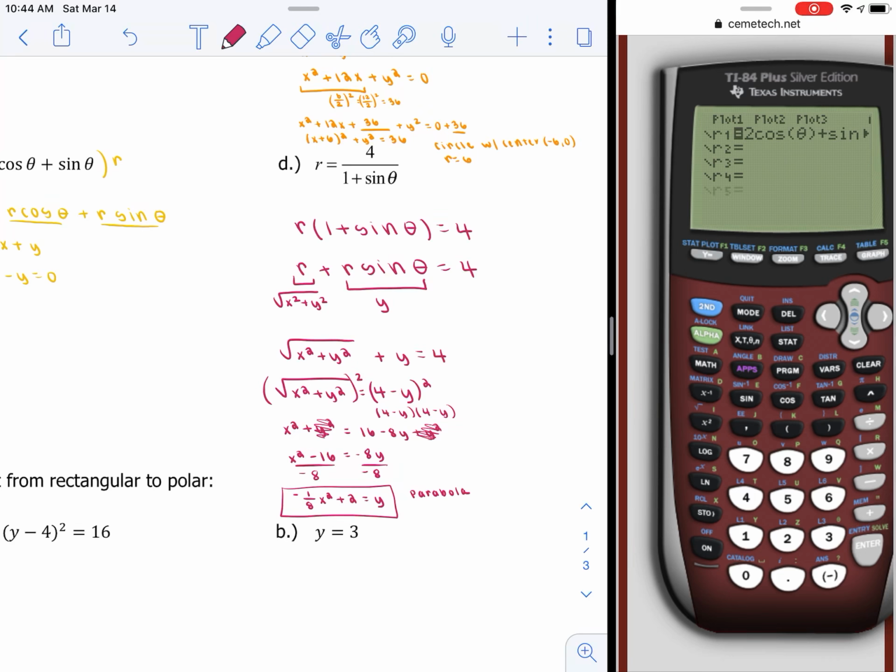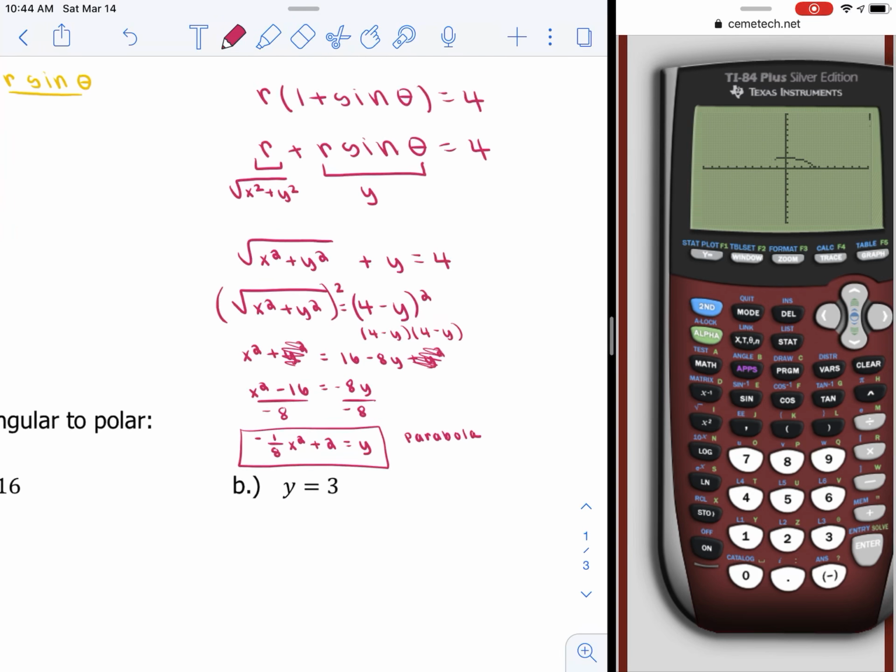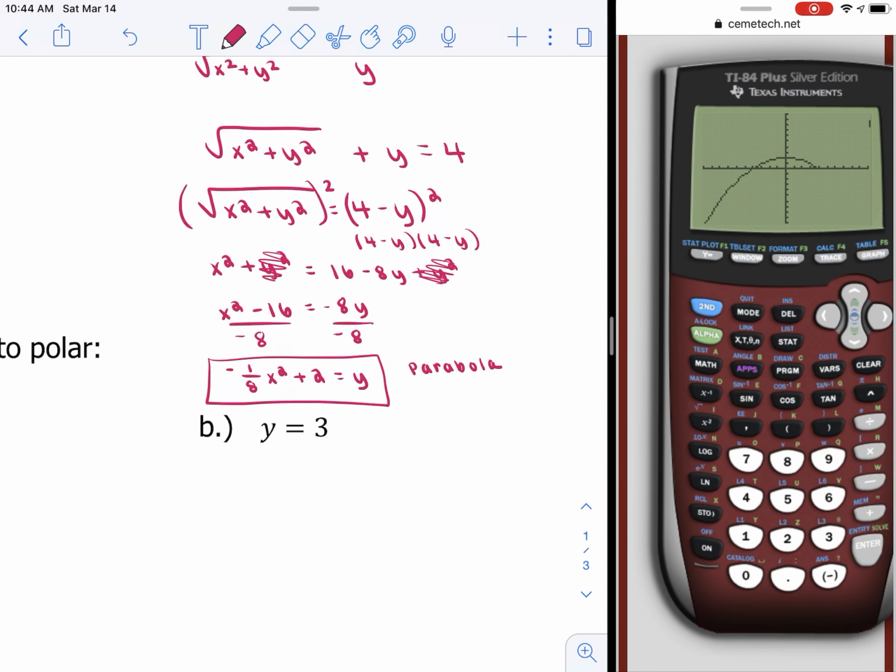And then finally, part D, this last one, we can type in that original 4 divided by parentheses 1 plus sine theta. Oh, try it again. Oh, there we go. Okay. And then we close that. And then when I go to graph, you should see a parabola as we had predicted.